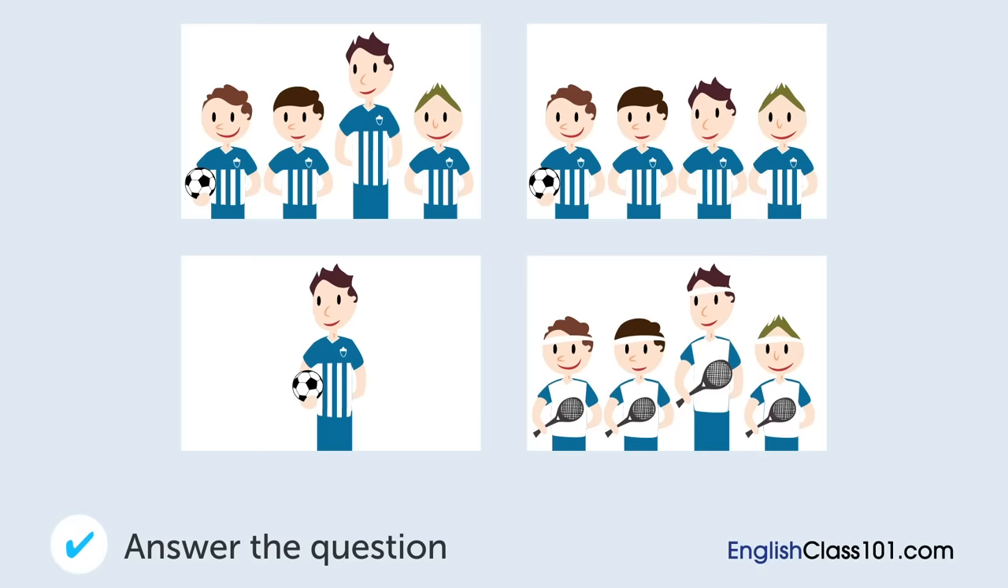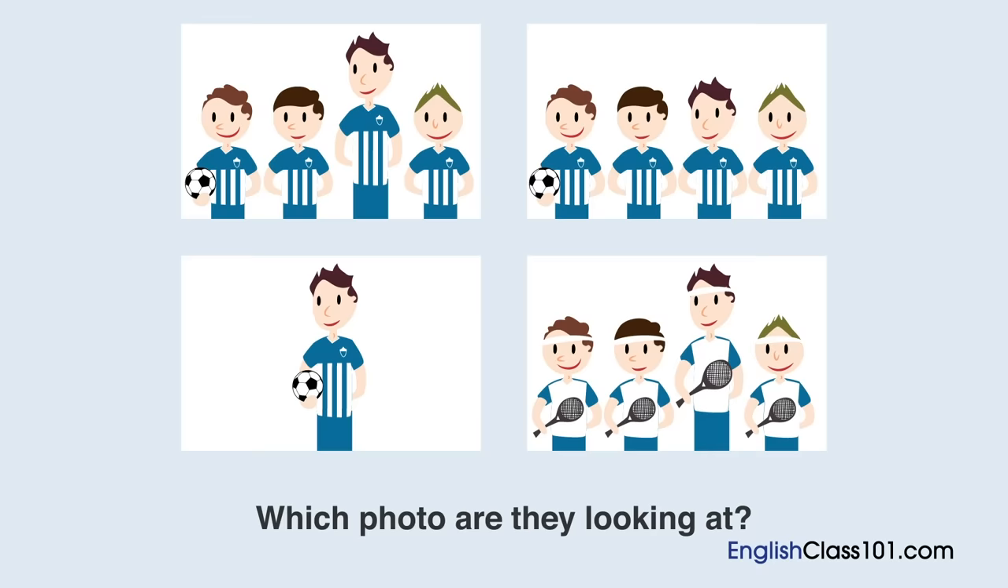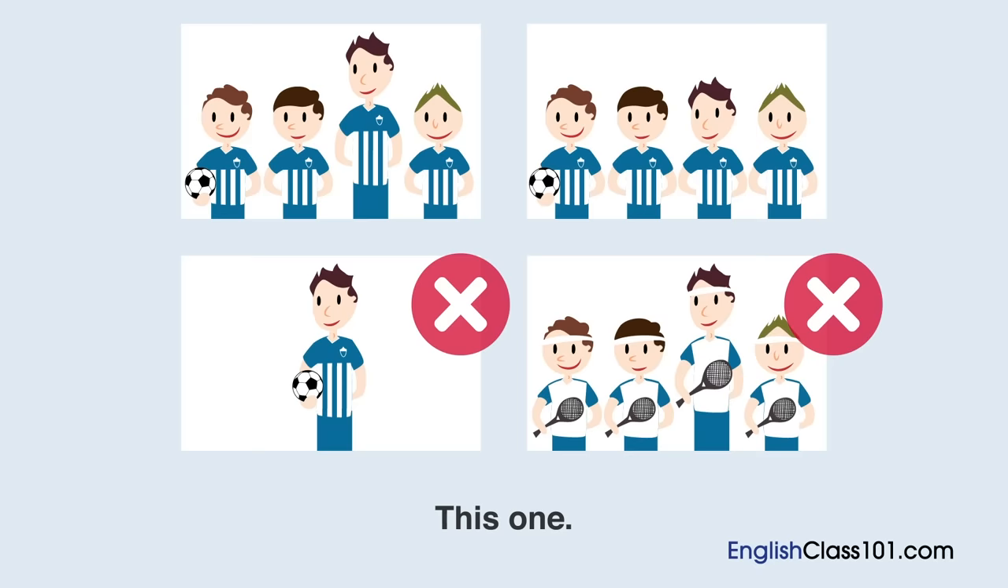A woman and a man are looking at a photograph. Which photo are they looking at? This is a photo of the soccer team your son is on, isn't it? Which one is your son? This one. Oh, he's the tallest one. Yep, he's even taller than the coach.